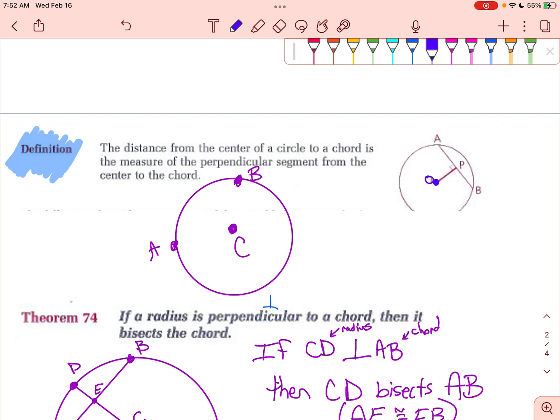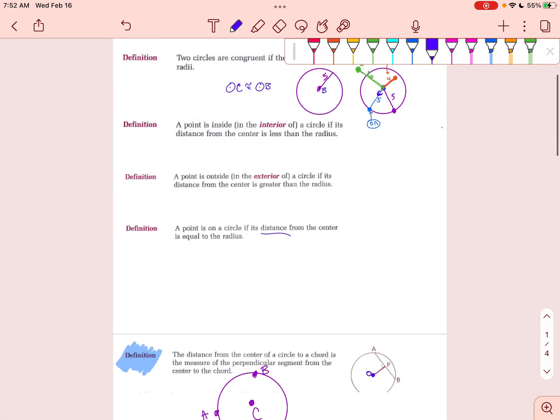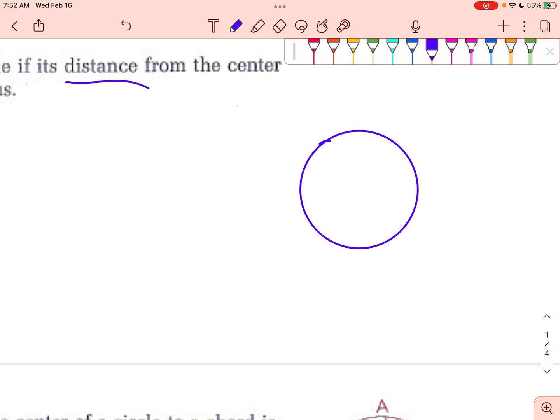First of all, let's talk about what a chord is. If you have a circle like this, a chord is a segment where the two endpoints are anywhere on the circle. For example, here and here, if I connect those, that makes a chord. I can make another chord here to here. Both of those points are on the circle, so we refer to that as a chord.